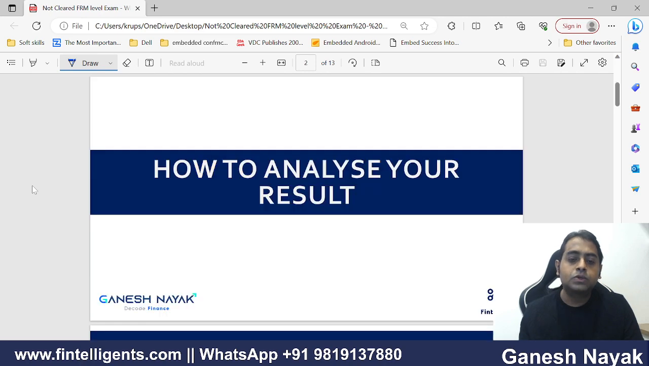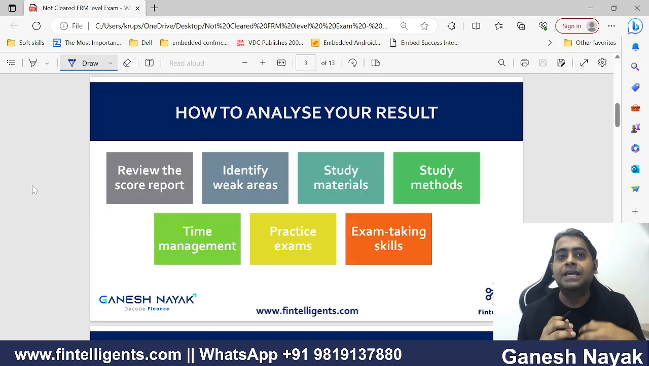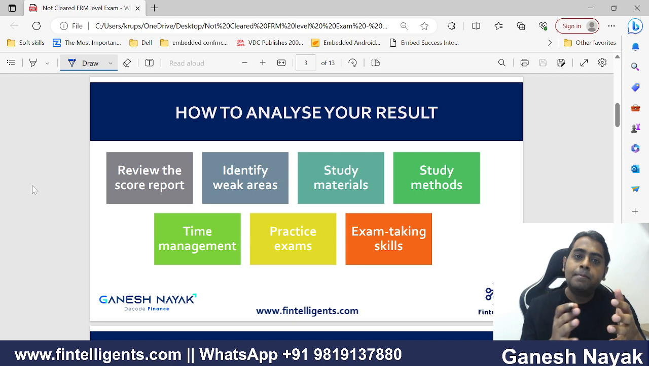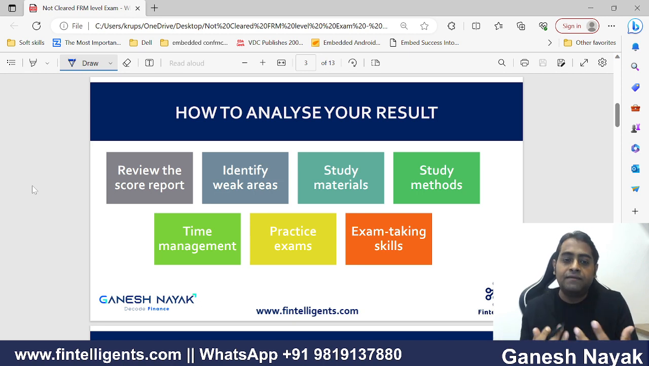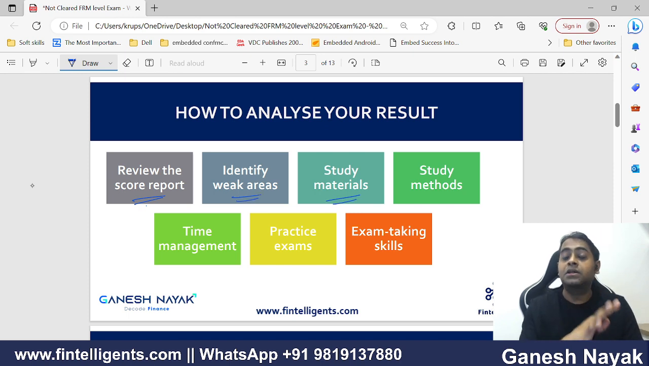For students who have not been able to clear the exam, what they can do is look at their overall performance from the start of the journey till the exam date, and bifurcate their entire result into a few buckets. This is what I have done. For example, one part is to review the scorecard: what are the final quartiles that you have got? Then identify the weak areas, and study material: look at what study materials you were using. Has that created a problem?